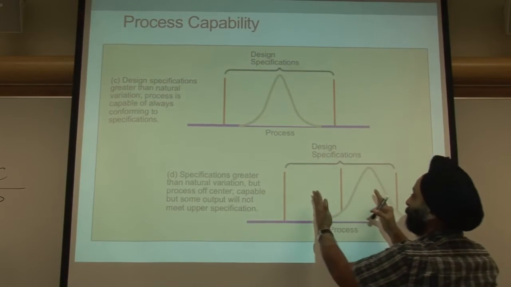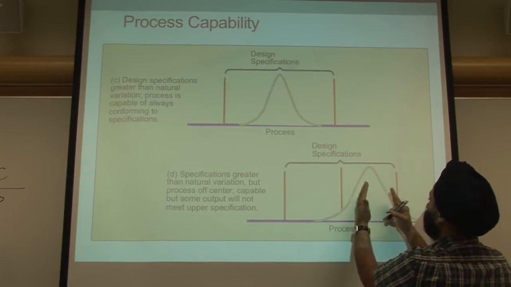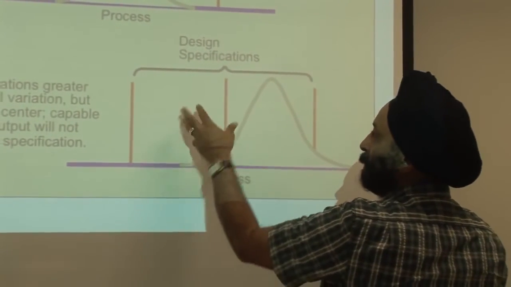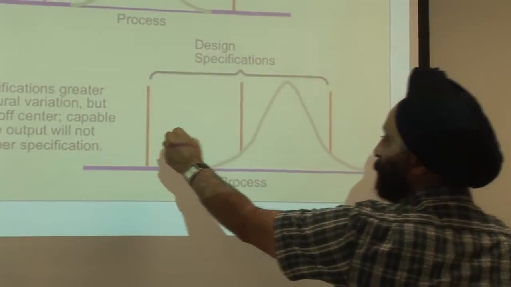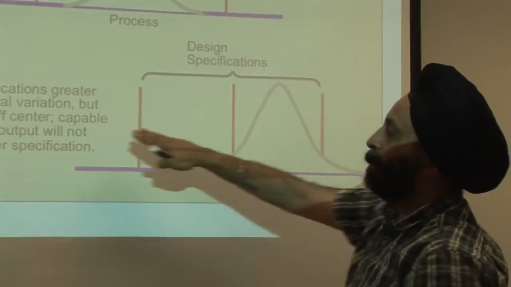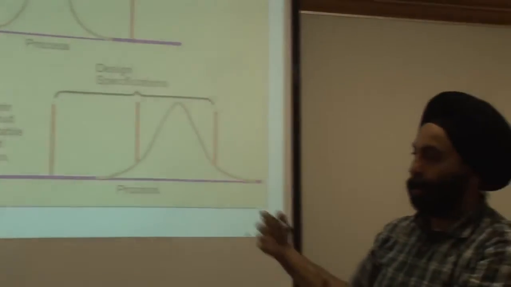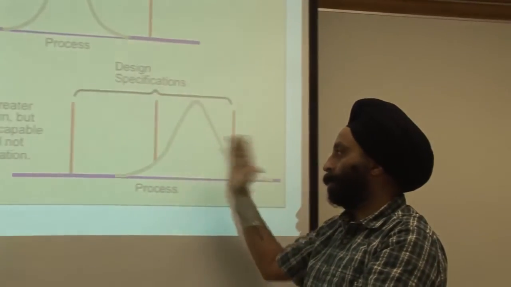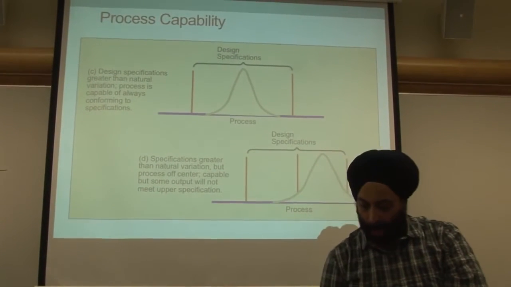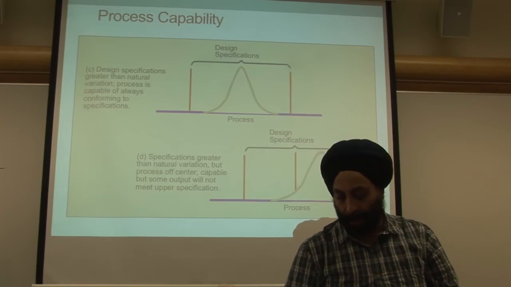But sometimes if things are off-center, what will happen is, even though the process natural variation is less, because of the off-center nature of it, even though design specifications are greater, the process is off-center, it is not capable of producing some output which will not meet either the upper or lower specification, and that is something that easily can be fixed.